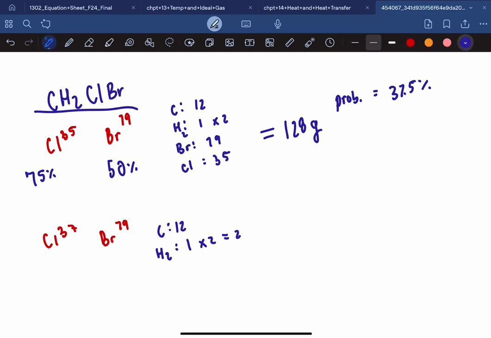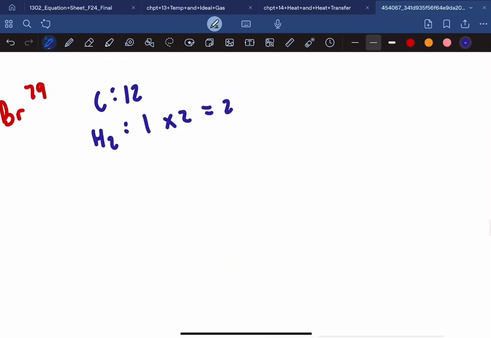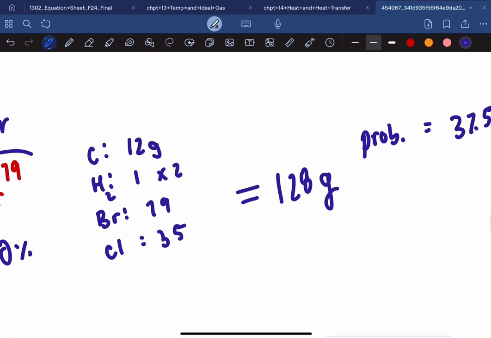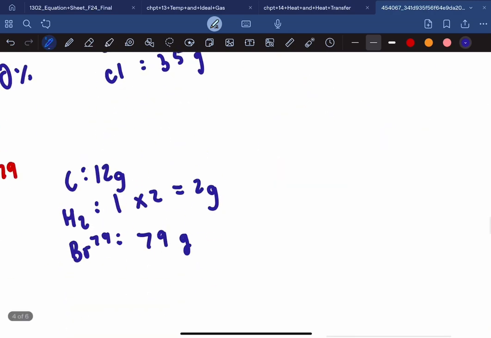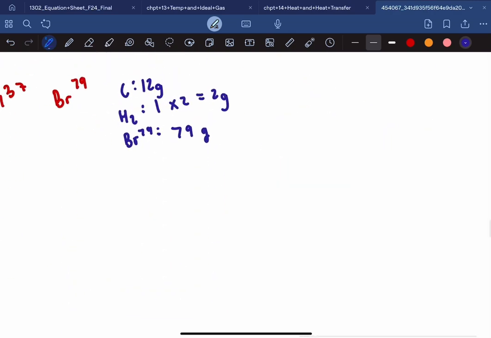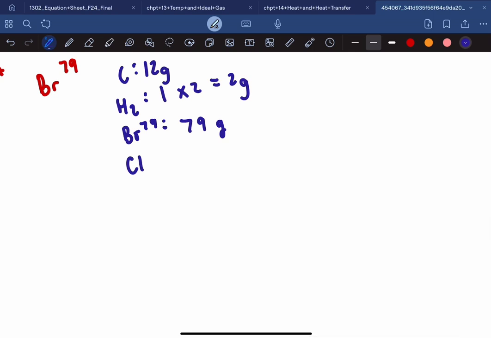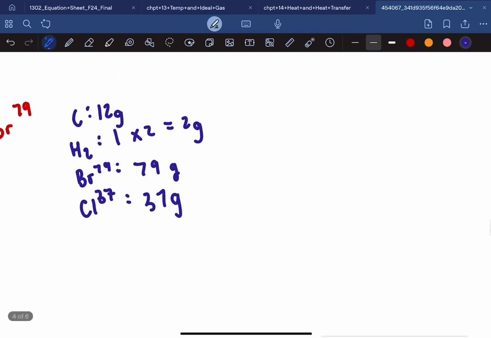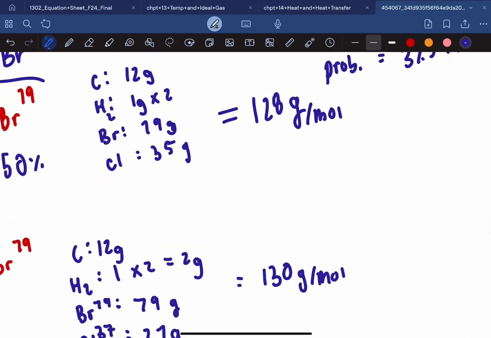What else do we have? We have a chlorine 37 and a bromine 79. So bromine 79 is 79 grams. I should be putting grams here for clarity. Yeah, we're talking about grams here. And then we have Cl 37, and that's 37 grams. So when you total up this one, you're going to get 130 grams per mole. Okay, so this is grams per mole.